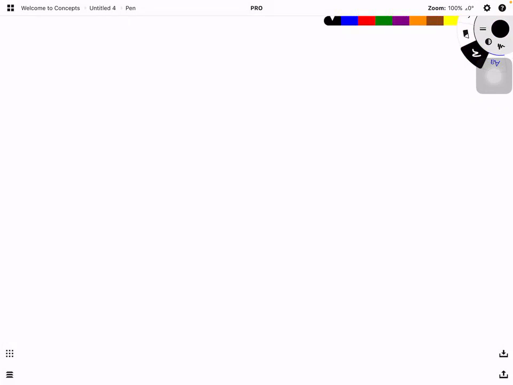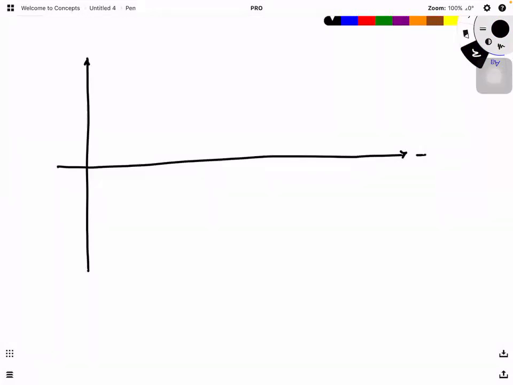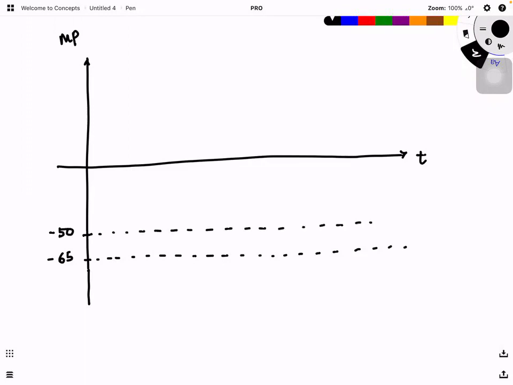Okay, now look at this. This is time. Negative 65 millivolts is the membrane potential, or potential difference. Negative 50 millivolts is the threshold potential. Positive 40 is the maximum magnitude that we can have.